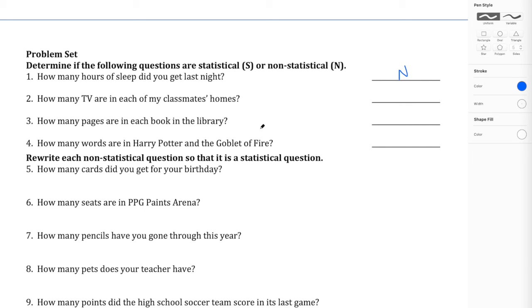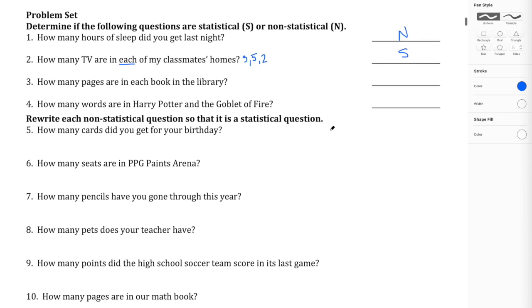How many TVs are in each of my classmates' homes? Well, I have to answer this for each of my classmates. So you might be already noticing that each is one way that we might be creating multiple data points. We might go through and say, oh, somebody has 3 TVs in their home, somebody has 5 TVs, somebody has 2 TVs. So we're getting multiple data points, so this is statistical.